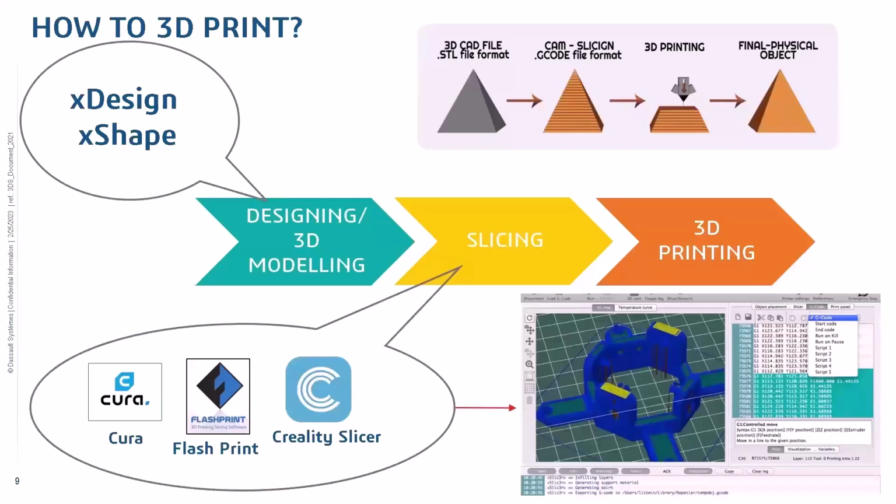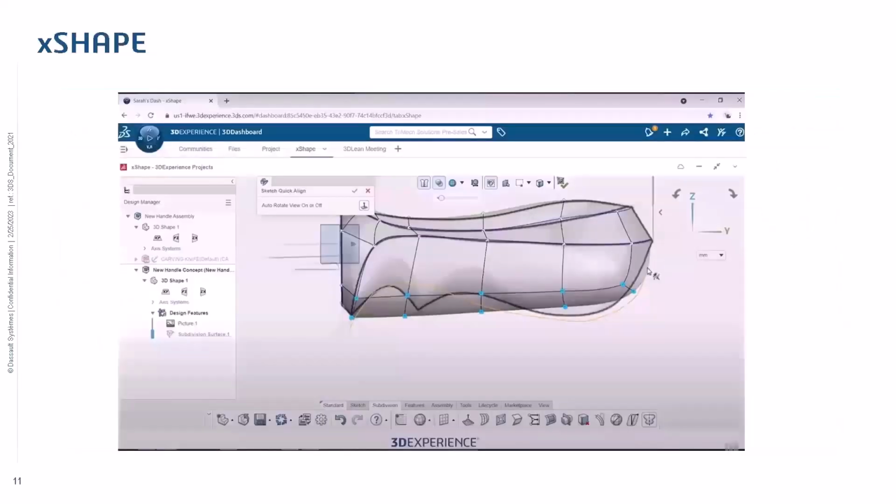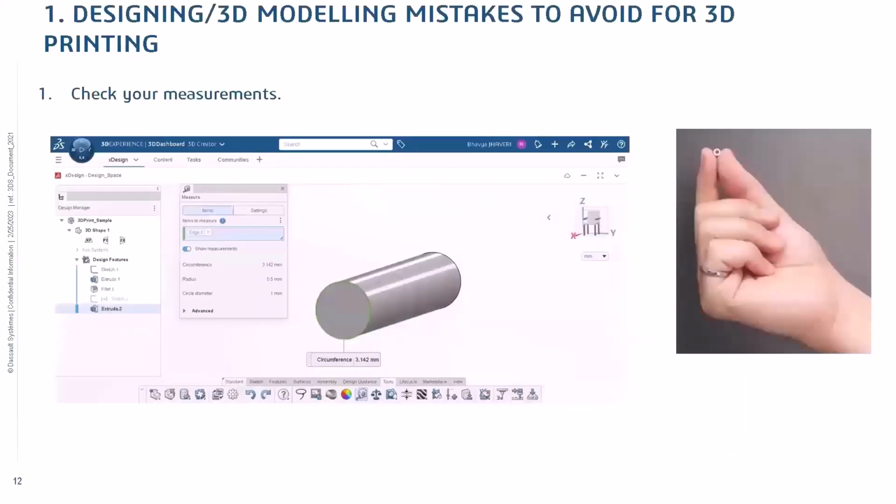So for 3D modeling, you all must have seen the interface for XDesign. This is what XDesign is. Then we have XShape. Let's not go into detail since we will be talking about 3D printing more. This is XShape. So yes, there are certain things that have to be taken care of while designing so that we get better 3D prints. The very first thing is checking your measurements.